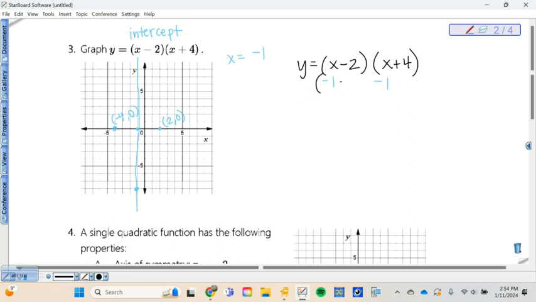I think what you did, Max, I think that works too. So -1 minus 2, that's -3. Yeah, you were right. And then -1 plus 4, that's +3. -3 times +3 is -9. So that means that my vertex is at -1, -9.